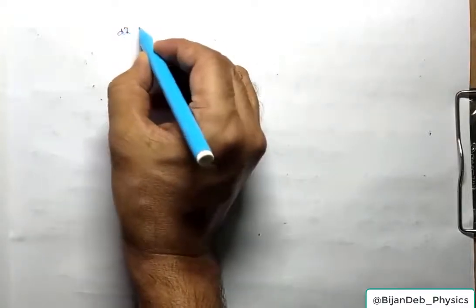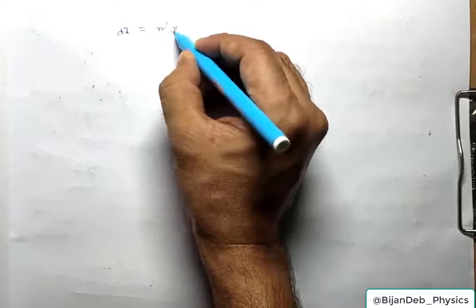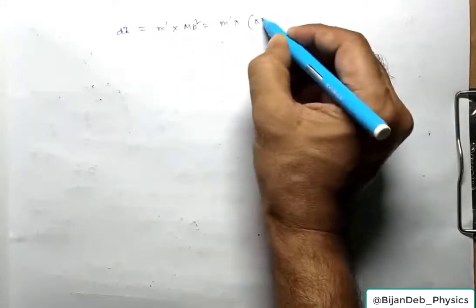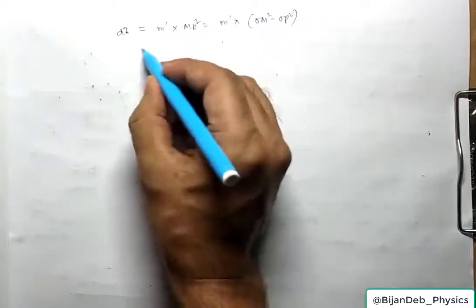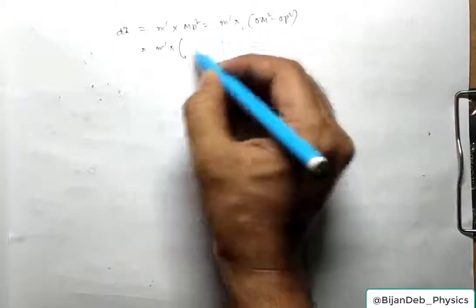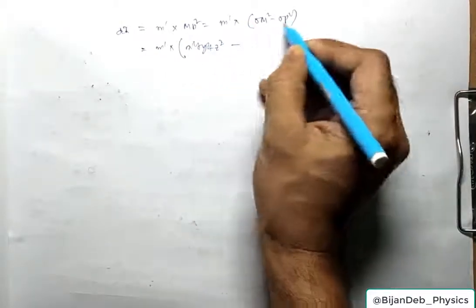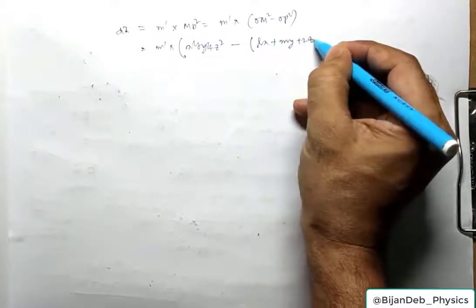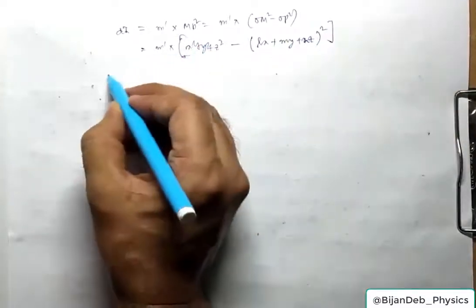So what will be d_i? d_i is m prime into the perpendicular distance, that is MP square, that is m prime into (OM square minus OP square). Okay, so this we have already written. Now m prime into OM square is x square plus y square plus z square, minus OP, which was lx plus my plus nz, where l, m and n are direction cosines, this square. Okay, now you simplify this.